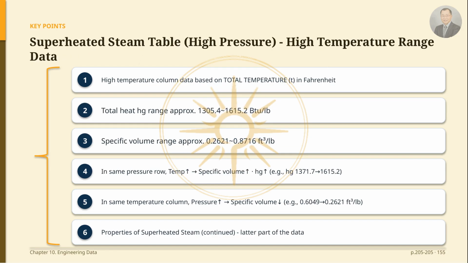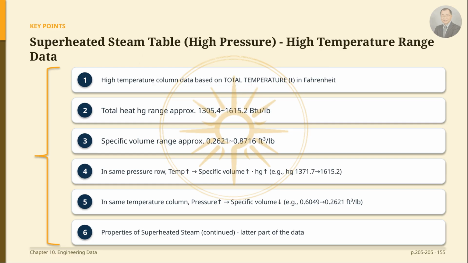Finally, I will explain the high-temperature region data of the high-pressure table. This part contains values for columns with high total temperatures, where the total heat Hg is distributed from approximately 1,305.4 BTU to 1,615.2 BTU, and the specific volume ranges from about 0.2621 to 0.8716 cubic feet per pound. The data flow can be summarized in two directions. First, in the same pressure row, as the temperature increases, both specific volume and total heat increase.